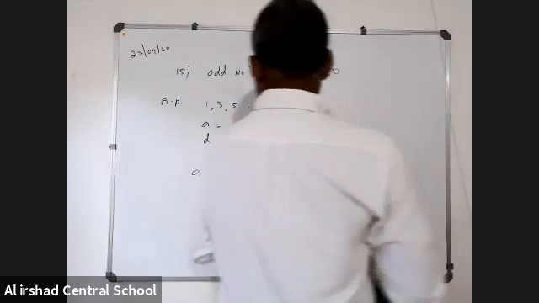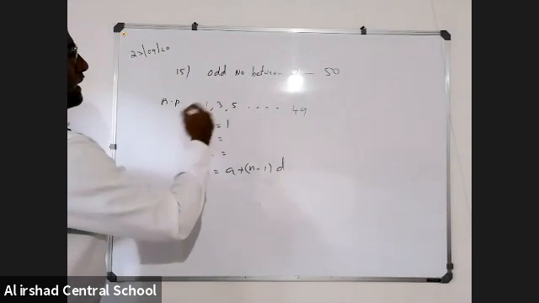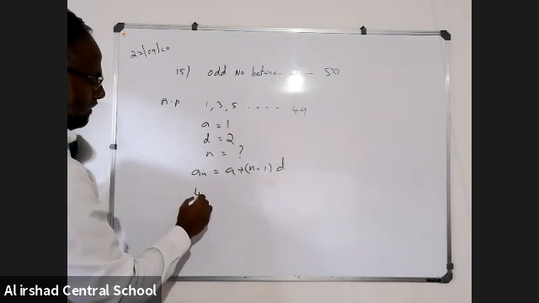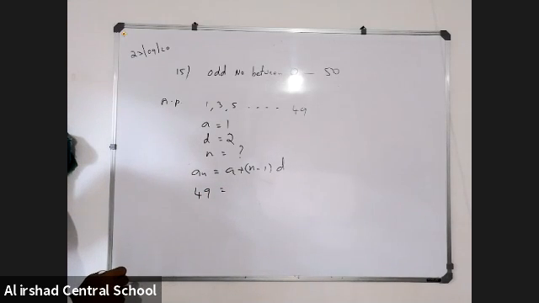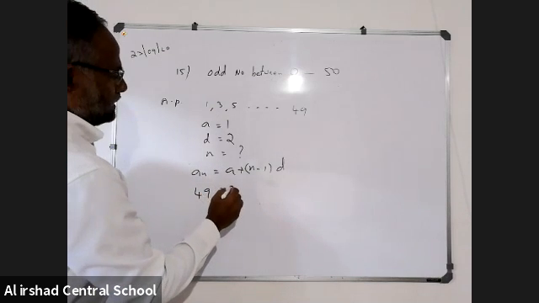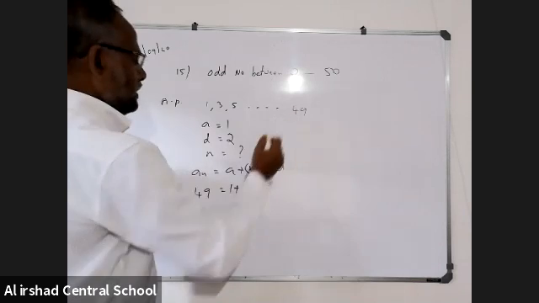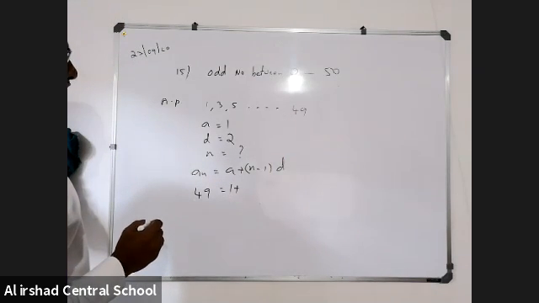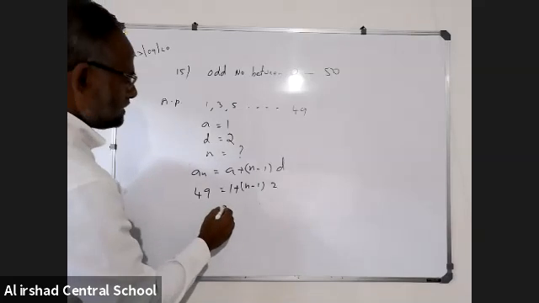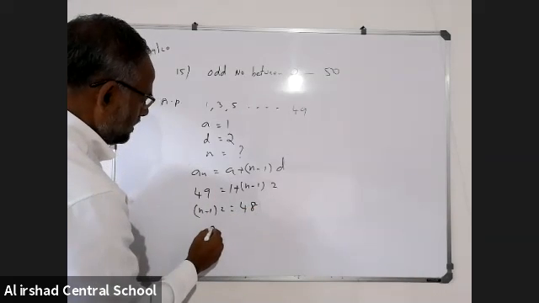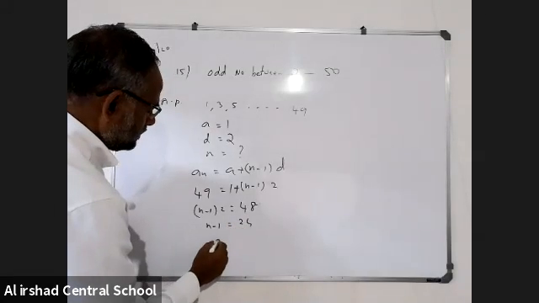A is 1, D is 3 minus 1, which is 2, and we have to find N. The last term is 49. So 49 is equal to A plus N minus 1 into D. N minus 1 into 2 is equal to 48, and N minus 1 is equal to 24.